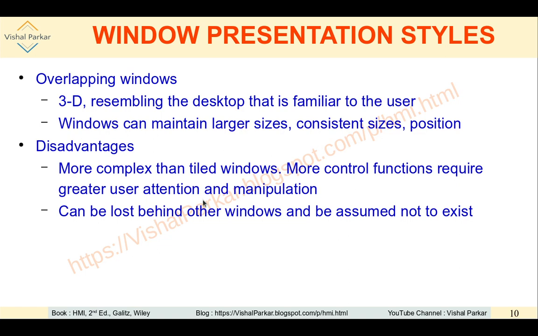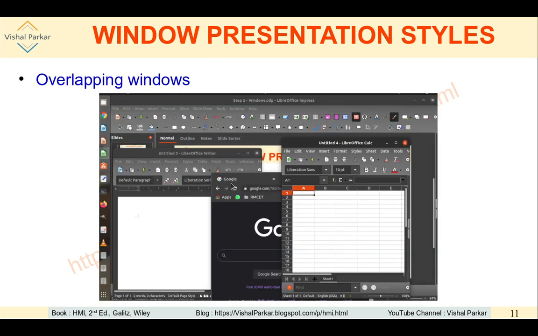So next is overlapping windows. As can be seen here, there are multiple applications open in multiple windows. One is the browser, which is hidden by this LibreOffice Calc application window. Still, there is one Writer window which is just below that browser, and behind that the LibreOffice Impress window, which is almost completely hidden by all the three remaining windows.